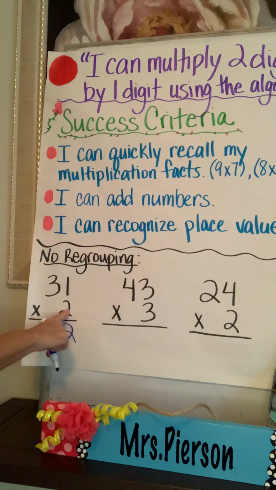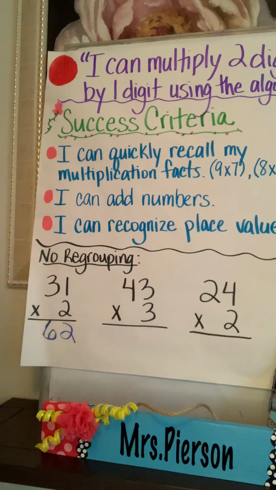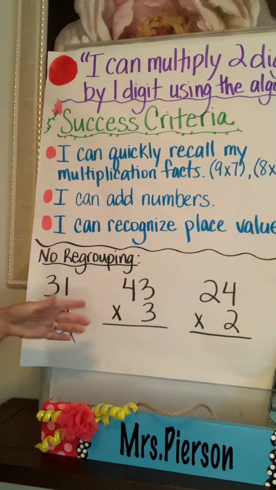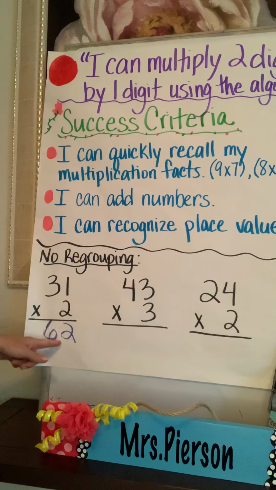And now we're going to use the ones place times the tens. 2 times 3 is 6. And then double check that your answer makes sense. 31, that's close to 30. 30 doubled, or 30 times 2, would be 60. So 62 is pretty close. So I know my answer is reasonable.